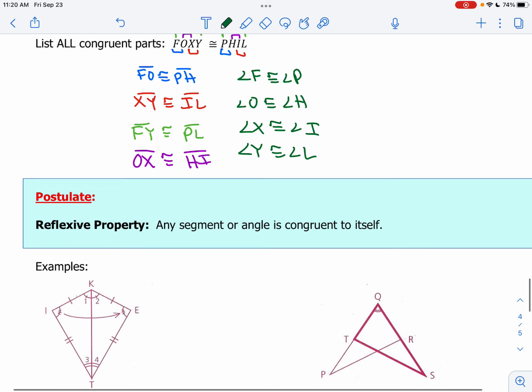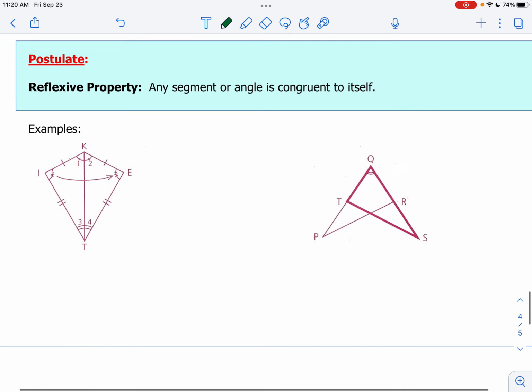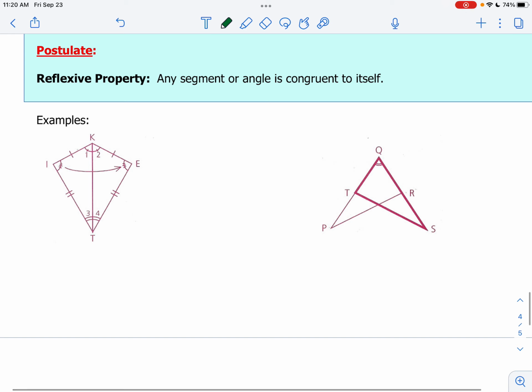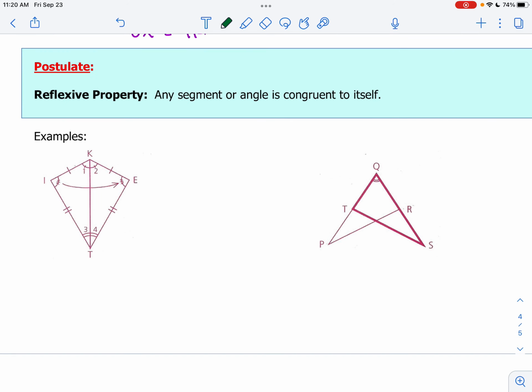The reflexive property. It's not going to make much sense now, but it will become important for us in lesson 3.2 and beyond. So right now it doesn't make sense. Of course, any segment or angle is congruent to itself. It's the same size and shape as itself. You're congruent to yourself. But you'll find out tomorrow why we're going to do this.